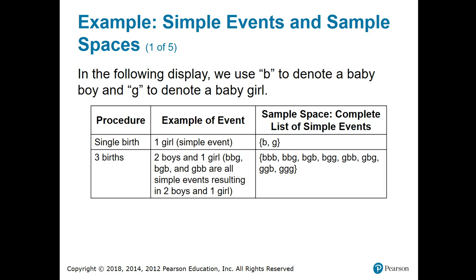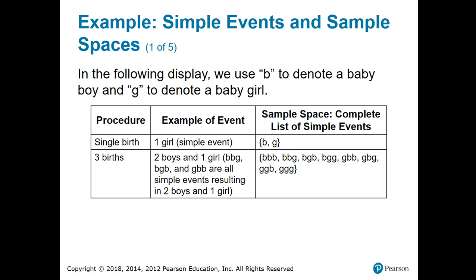3 births, 2 boys and 1 girl. Now that might seem like a simple event, but it's not, because for this one they are considering that order is important. Now order isn't always important, but in this case it is. That's not something they actually mention here, but it does happen to be important here. And we know that simply by the sample space that's given.